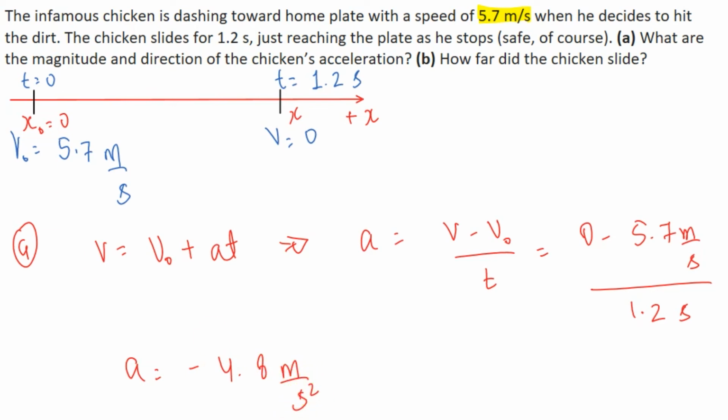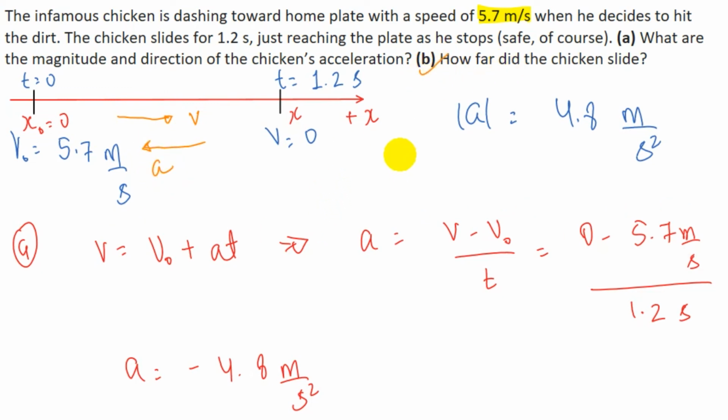So what would be the magnitude of acceleration? The magnitude would be 4.8 meter per second squared. Now next, the direction. This negative sign shows that the direction of the acceleration is just opposite to the direction of motion. Let me show it on the figure. So this is the direction for velocity. So the direction of acceleration would be like that. This would be the direction.